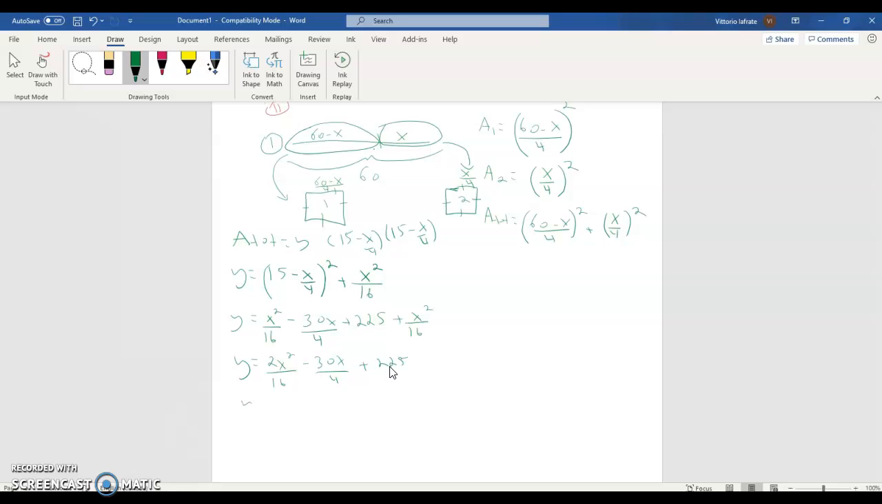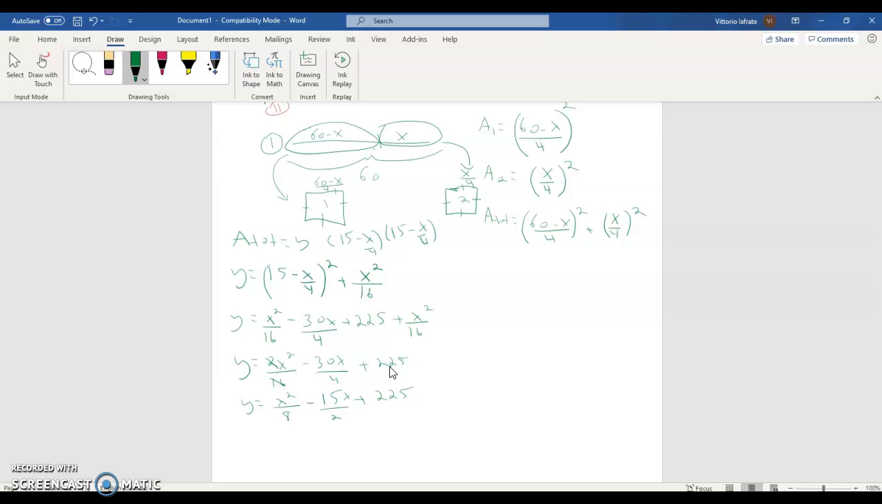And we can simplify a bit more. We get y is equal to x squared over 8, because that cancels out, that becomes 8, minus, can we get 15 over 2? Yes, we can do that. Minus 15x over 2 plus 225. So far, we have this expression written out for the total area of the two squares added together.